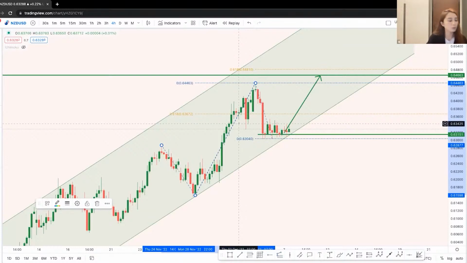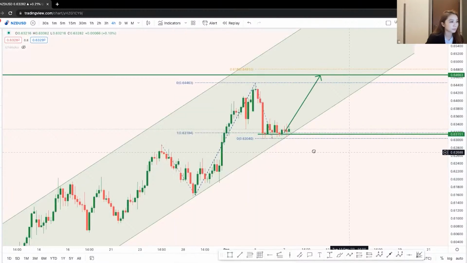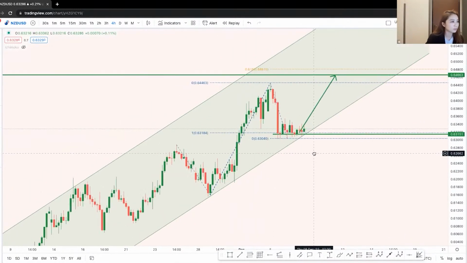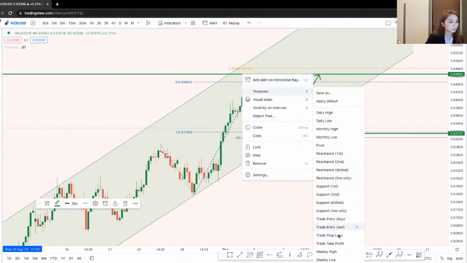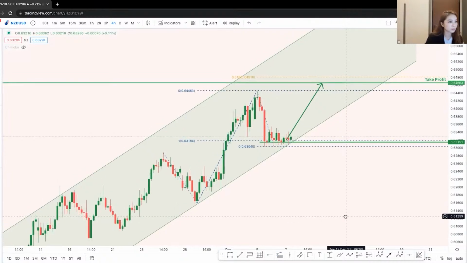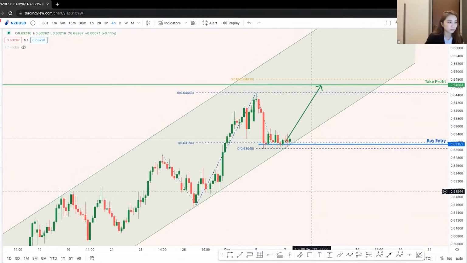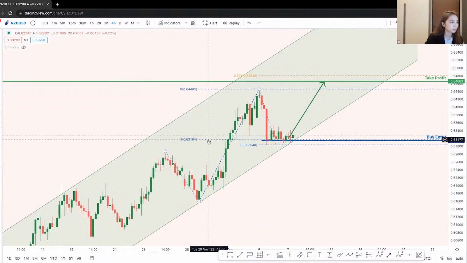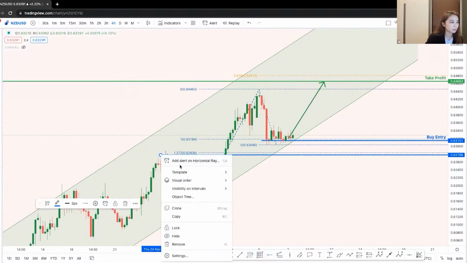Sorry, my screen just went black. Hold on. Okay. We're looking at 100 at the bounce off point. 1.272 to be a stop loss.